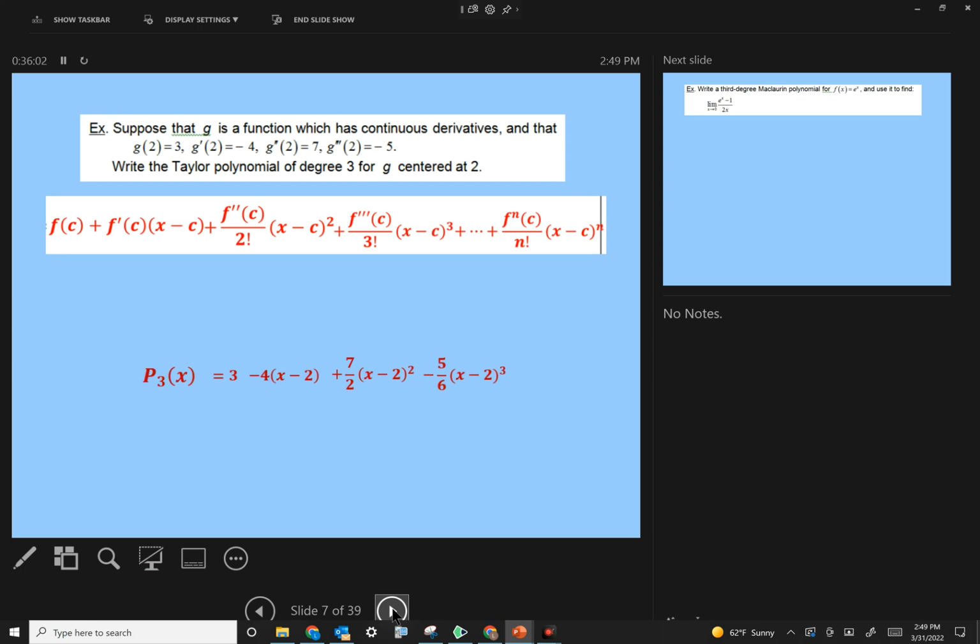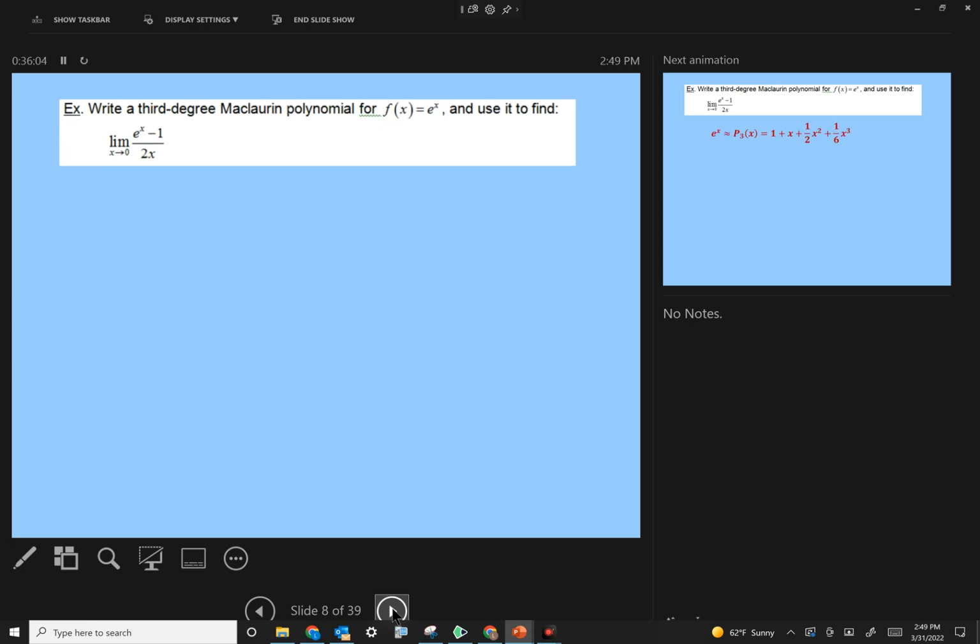How else might you see this one? Okay. Write a third degree Maclaurin polynomial. Maclaurin, what? Centered at 0. Third degree Maclaurin polynomial for e to the x, and use it, okay, forget the use it, we'll come back to that. Third degree Maclaurin for e to the x. You want to try it all by your little self? So do your 3 derivatives for e to the x. Go slow because I don't want you to hurt yourself.